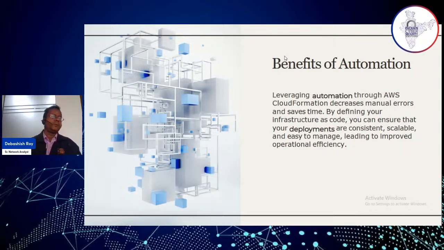What are the benefits of automation using CloudFormation? Leveraging automation through AWS CloudFormation decreases manual errors and saves time. It means that you do not need a great number of cloud administrators or cloud engineers to configure things. You have to go for the automation, and that is the benefit. By defining your infrastructure as code, you can ensure that your deployments are consistent, scalable, and easy to manage, leading to improved operational efficiency. So in very little time, you can do a lot of things.